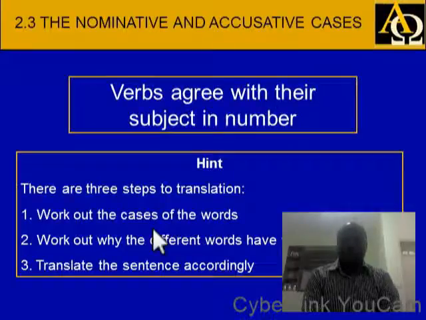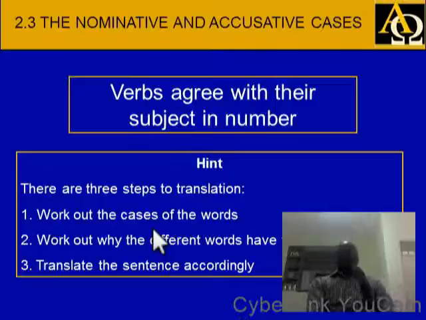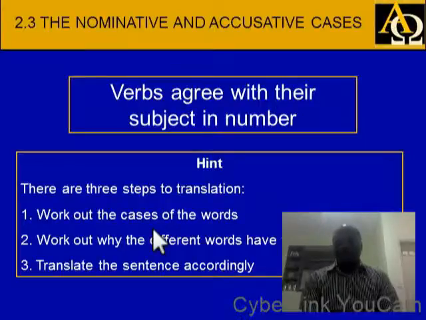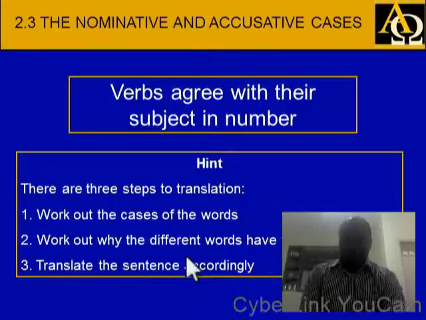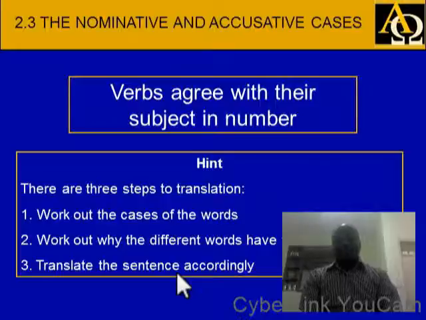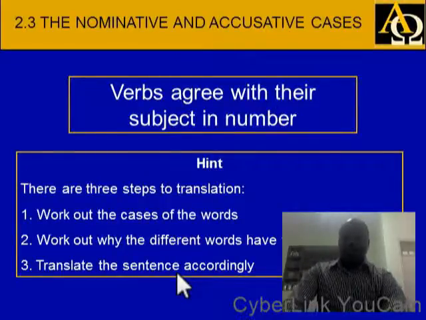Right? So the hints: there are three steps to translation. Work out the cases of the words. You must know the cases. What is the case? You cannot go anywhere without knowing the subject, without knowing the object. So work out why the different words have the endings they have, and then translate the sentences accordingly. So those are the rules for translation. They will help you.